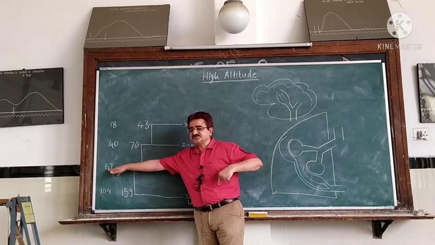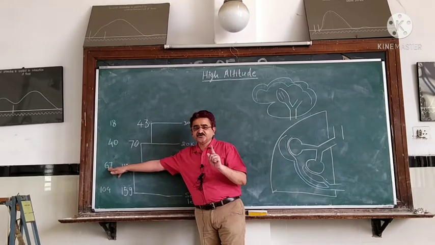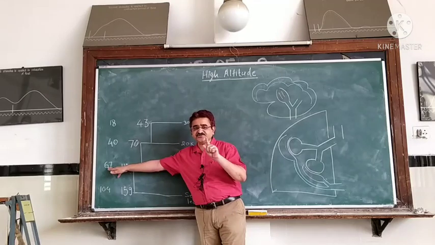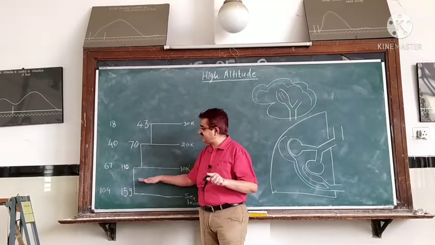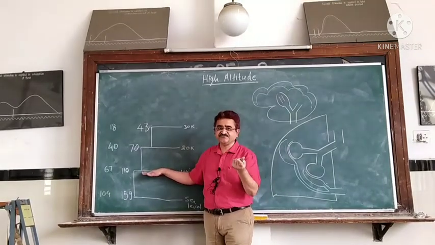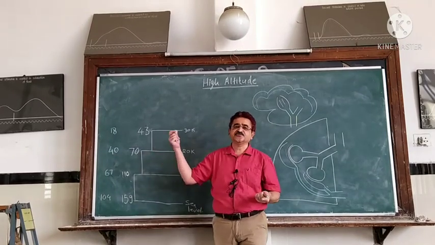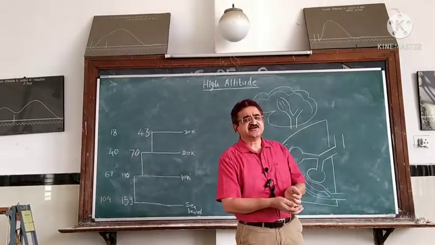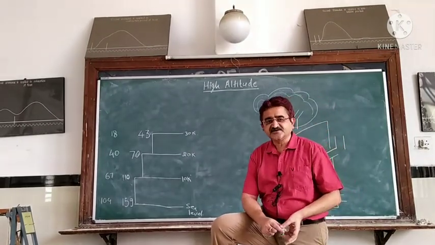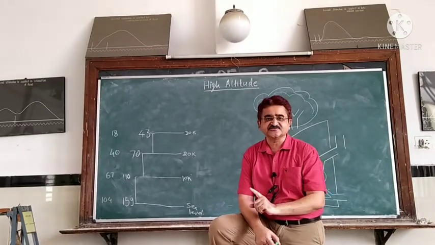Because alveolar PO2 is 67 millimeter of mercury, and at 67 millimeter of mercury, hemoglobin is more than 90% saturated with oxygen, you can safely ascend to the height of 10,000 feet. But beyond 10,000 feet, there is a sharp fall in PO2, and you may develop hypoxic effects. So what is the critical height for the ascent? The critical height or the safe height is said to be 10,000 feet.